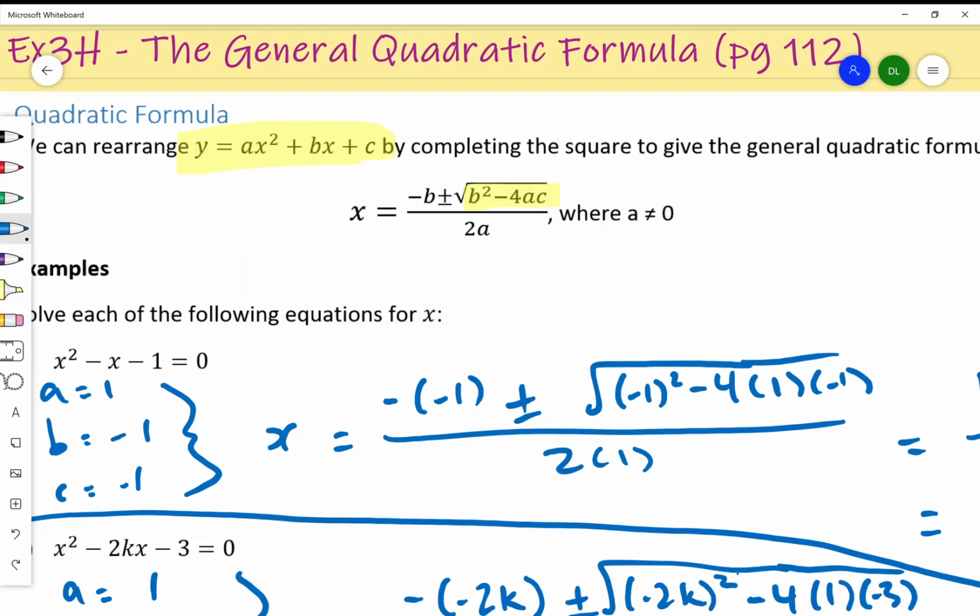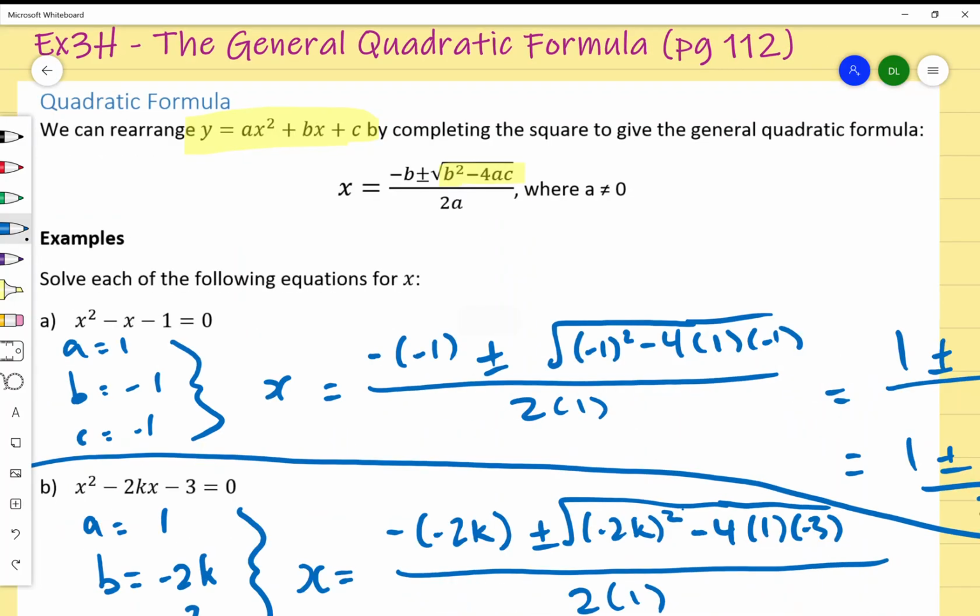What happens if it's a negative inside the square root? Yeah. Then it can only equal positive? So if we've got a square root of a negative number, does that exist? No, it doesn't exist. So if we've got a square root of a negative number, there are no solutions. It doesn't make sense at all. So that's how we apply the discriminant.